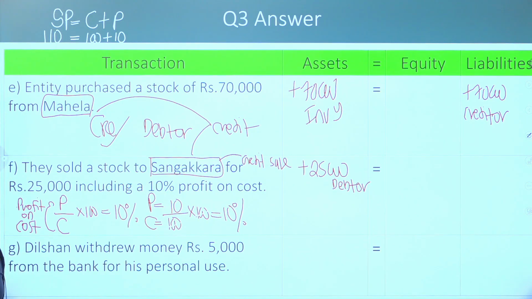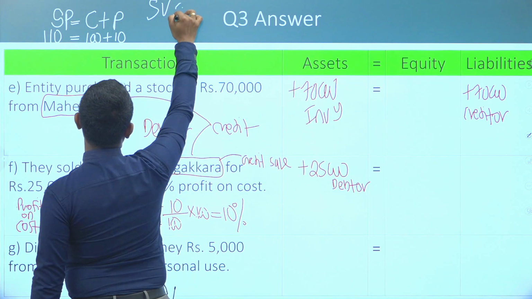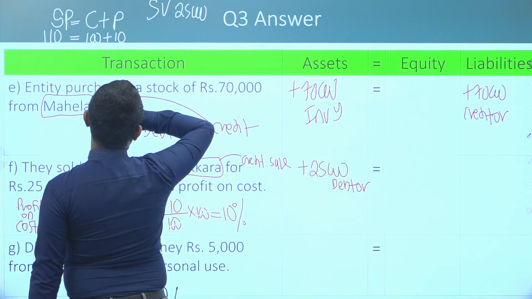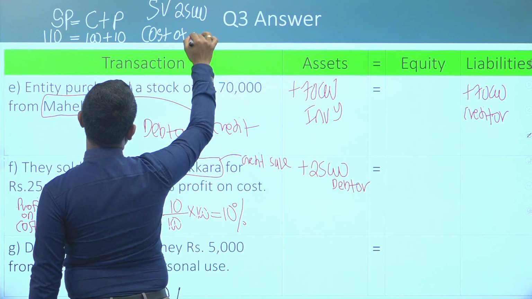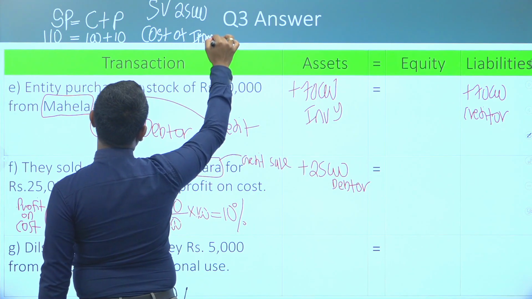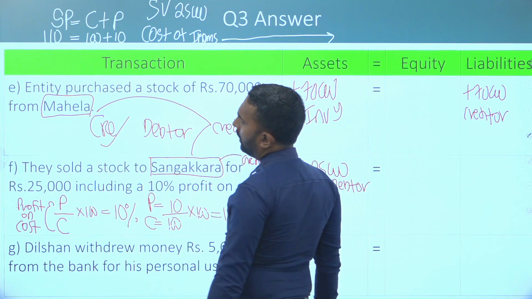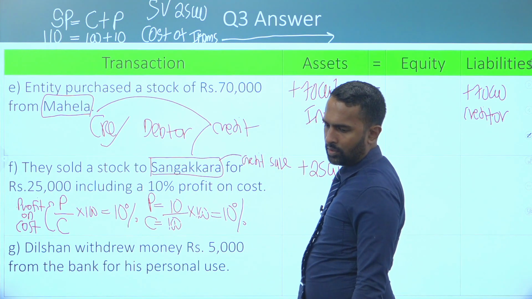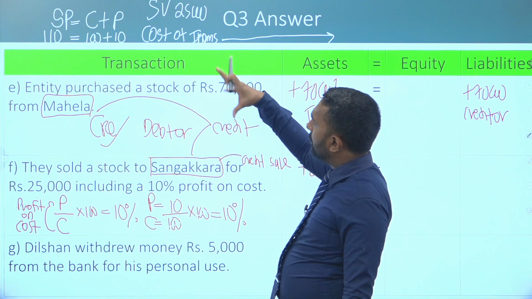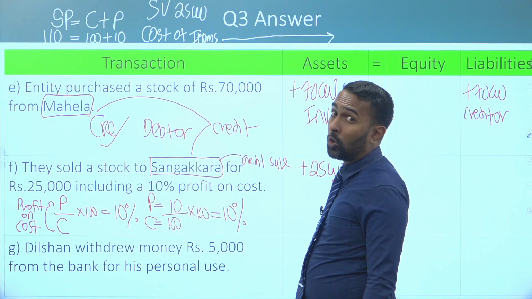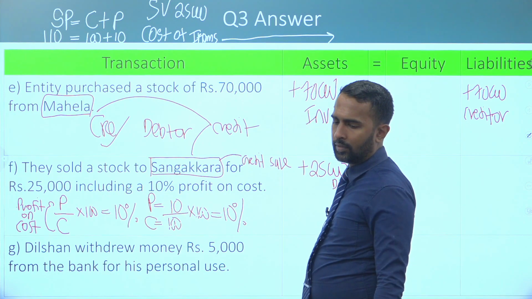Now we have a sale value of 25,000. How can I get the cost of the items? If anyone has worked it out, tell me. If the total sale value is 25,000, how much is the total cost? How do we get the total cost? Can anyone tell me?